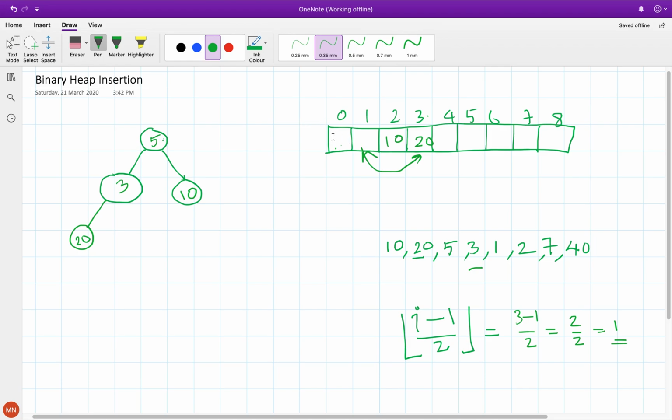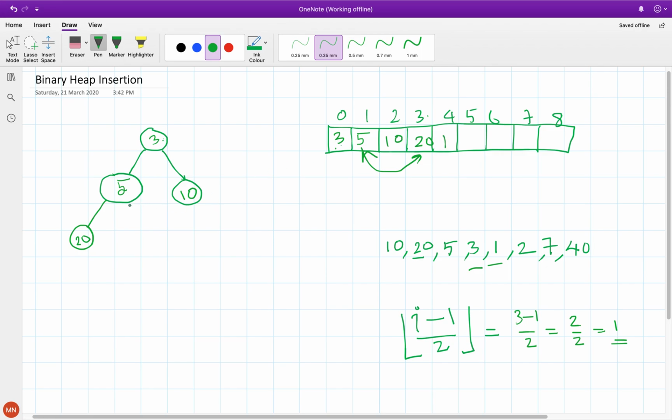So this is 3 and this is 5. So I will have the same rearrangement here as well. So this is 3 and this is 5. Now this is a binary heap. Now let's insert the number 1. So you can see that the number will be inserted here.